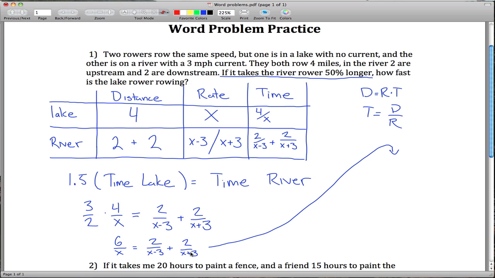Multiply both sides of the equation by the least common denominator. The least common denominator is x times x minus 3 times x plus 3. When you multiply this over here, the x's will cancel, and you'll get 6 times x plus 3 times x minus 3. If you multiply this term here by the least common denominator, the x minus 3's will cancel, and we'll get 2 times x plus 3. And then finally, if you do that over here, the x plus 3's will cancel, and we'll get 2x times x minus 3.